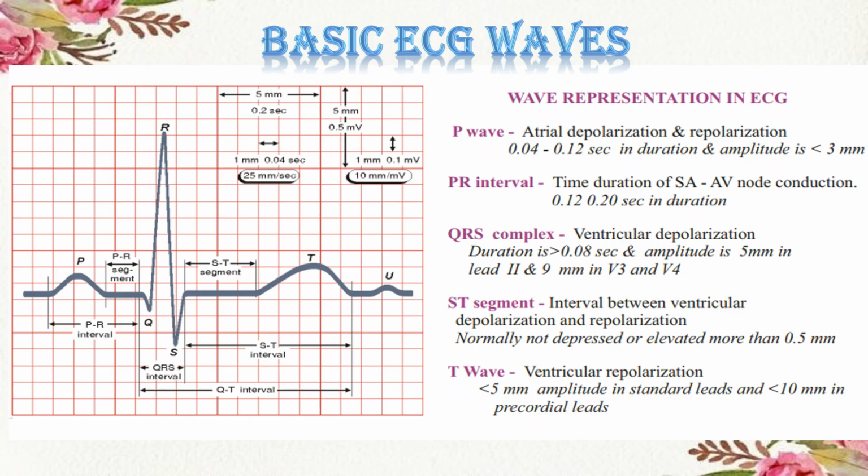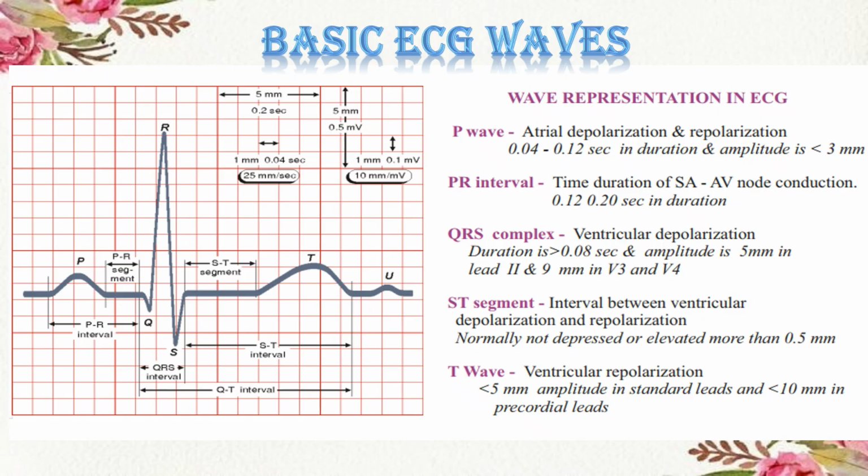Next component is the PR interval, which is measured from the start of the P wave to the start of the QRS complex. PR interval is the time taken for transmission of impulses from the SA node to the AV node. A normal duration of the PR interval is expected to range between 0.12 to 0.20 seconds. Any conduction delay between the SA node and AV node will cause PR interval prolongation, which increases the patient's risk of developing different degrees of heart block.